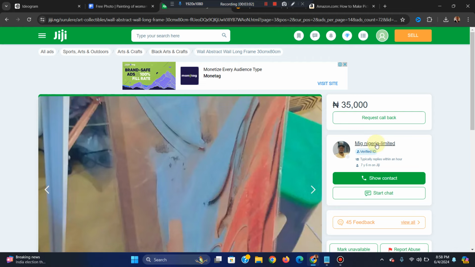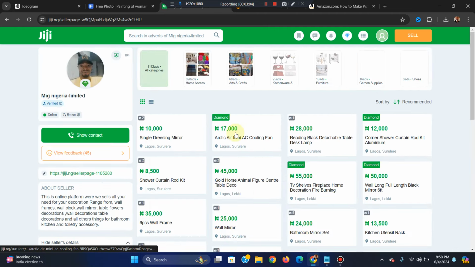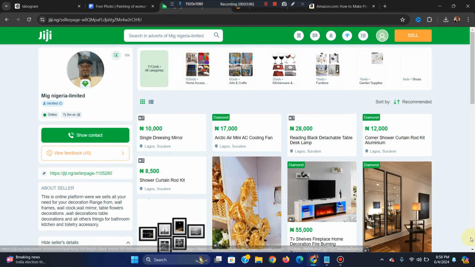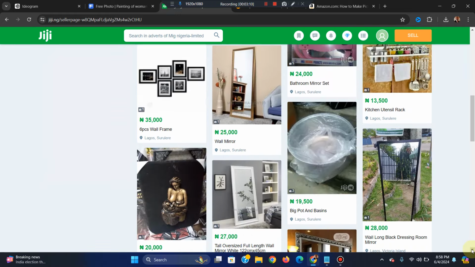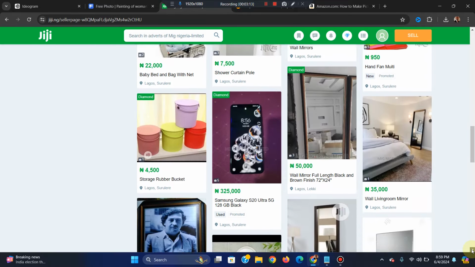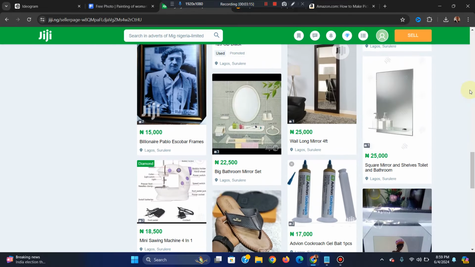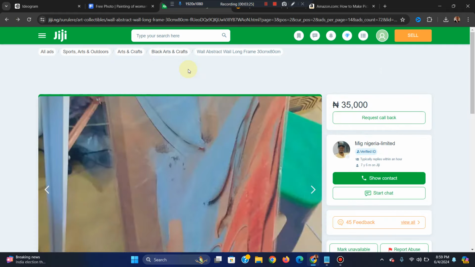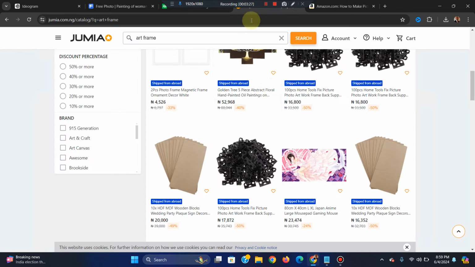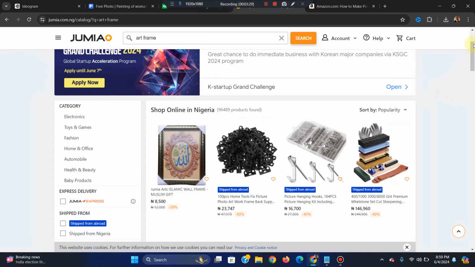And if you look at a guy like this now, what does he sell? Basically, that's all that guy is selling. He's selling different artwork. I want to encourage you, it is something that you can venture into, and then you will make a lot of money for yourself. Apart from selling it here, you can also sell on Jumia.